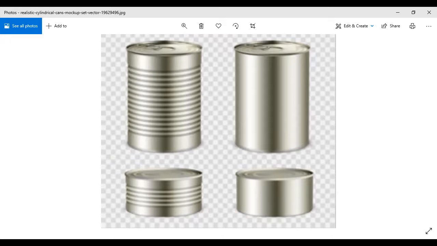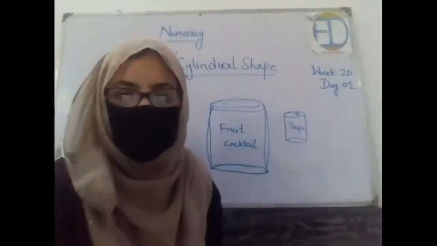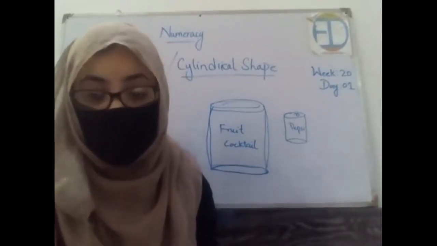So the difference between these two cans is that the first one has a design of circular lines on it, and the right one has a plain surface, right? But they both are cans or cylindrical shapes. And what are their characteristics? That they have two flat circular surfaces and the other two are curved. Okay. So we have already discussed the examples of them as well.